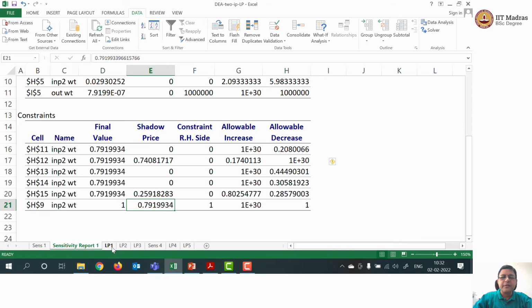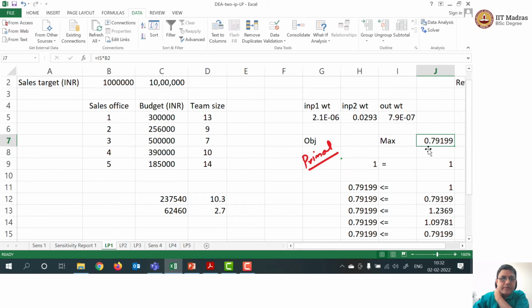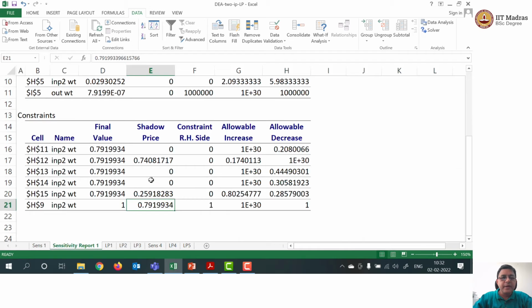The dual variable corresponding to that is our objective function, 0.7919. 0.7919 is our objective function, the dual variable corresponding to the input normalization constraint. Look at all the other dual variables; they are all 0 except for two. One dual variable is 0.74, the other is 0.259. This dual variable corresponds to the cell H12.